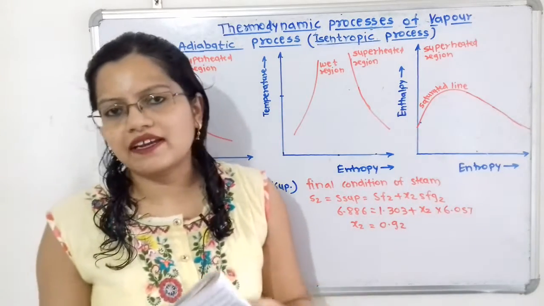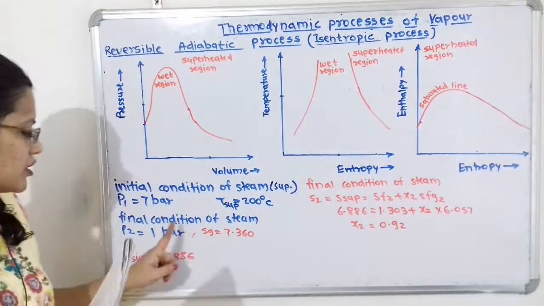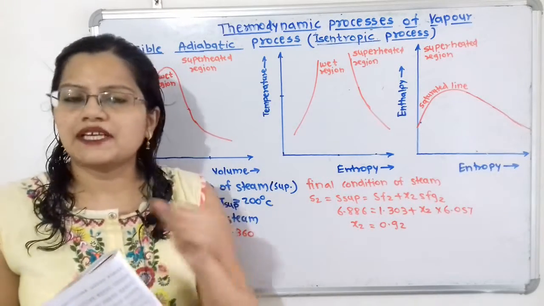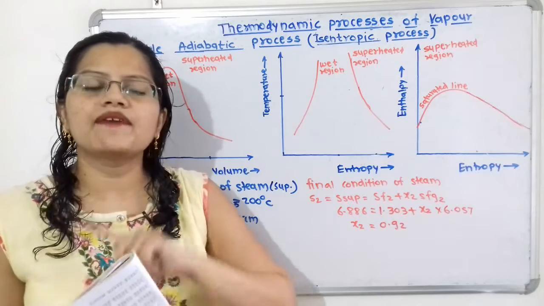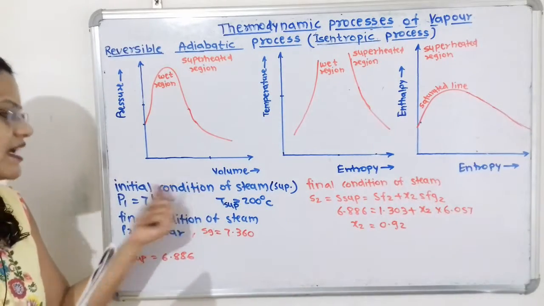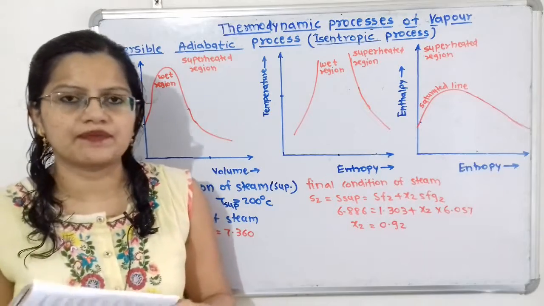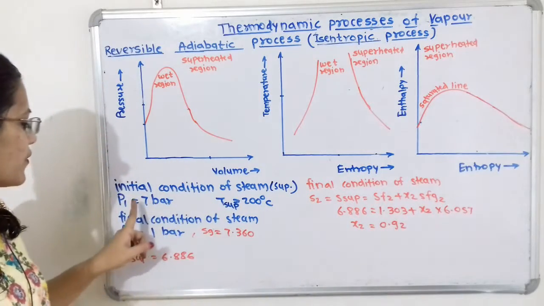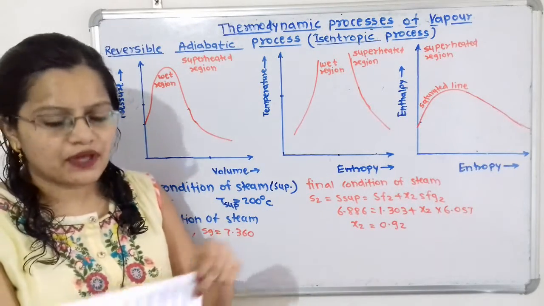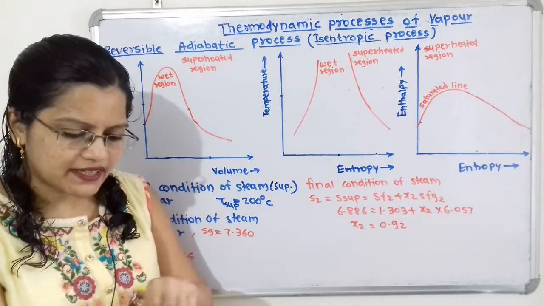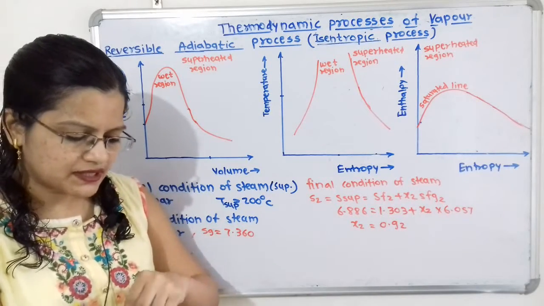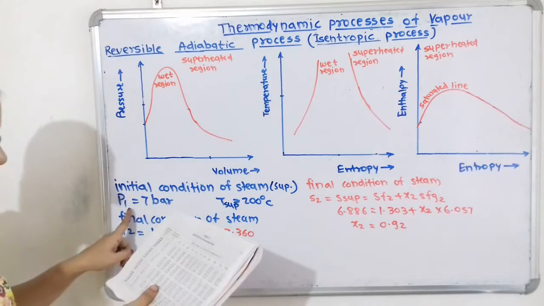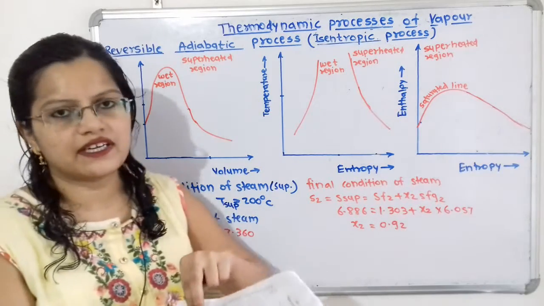Now we will move for the final condition of steam. So final condition of steam, pressure P2 is 1 bar. Now for this pressure P2 is 1 bar, the entropy will remain constant as that of for the initial condition of the steam. So how to find out this entropy? So entropy will be S superheated. So we will find out the specific entropy of superheated steam. So here at the end there is the table, that is the specific entropy for the superheated steam. So here we have to take pressure 7 bar and temperature 200 degrees Celsius.